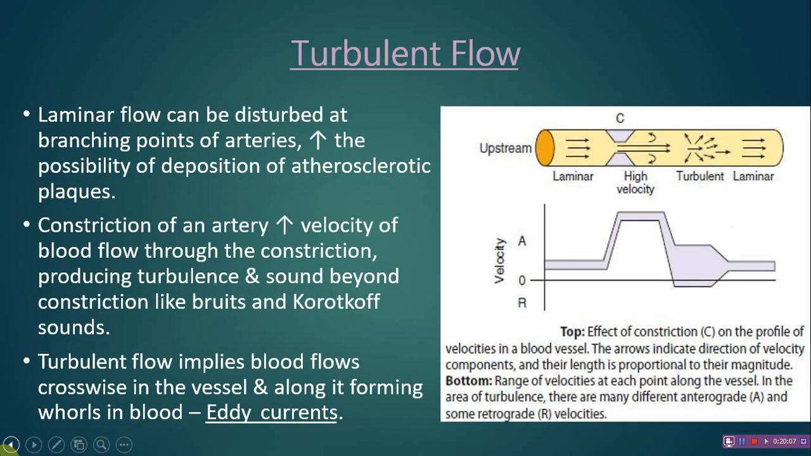Now, another type of flow is the turbulent flow. Laminar flow can be disturbed at branching points of arteries, which increases the possibility of deposition of atherosclerotic plaques. Constriction of an artery increases the velocity of blood flow through the constriction, producing turbulence and sound beyond the constriction, which are bruits or Korotkoff sounds. Turbulent flow implies blood flows crosswise in the vessel and along it, forming whirls in the blood, which are called eddy currents.